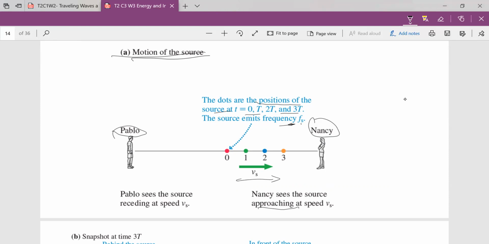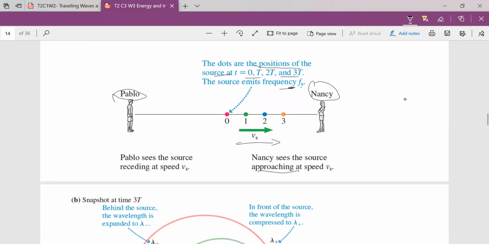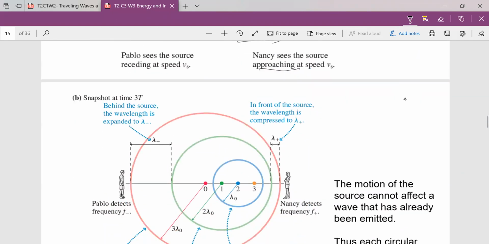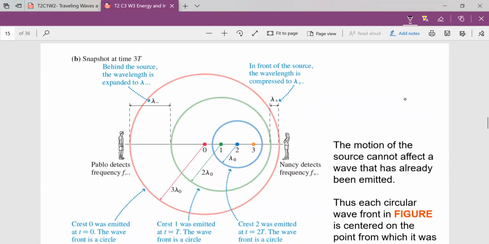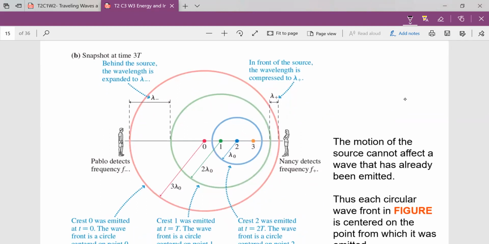So the velocity of the source is moving from 0 to 3, but the dots represent different instances or times of that movement. As the source is receding from Pablo, it is actually approaching Nancy. So let's see what actually happens in detail when we take a snapshot at different times of that motion. The change in frequency that is observed is what we really want to look at.